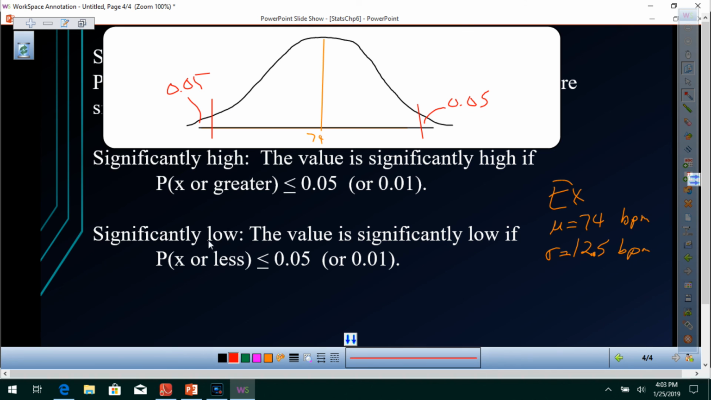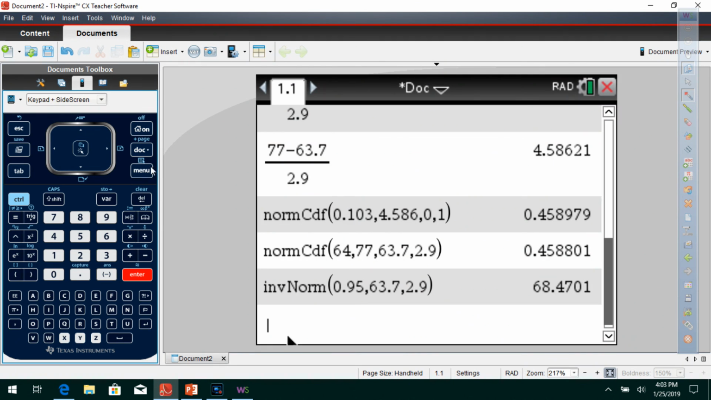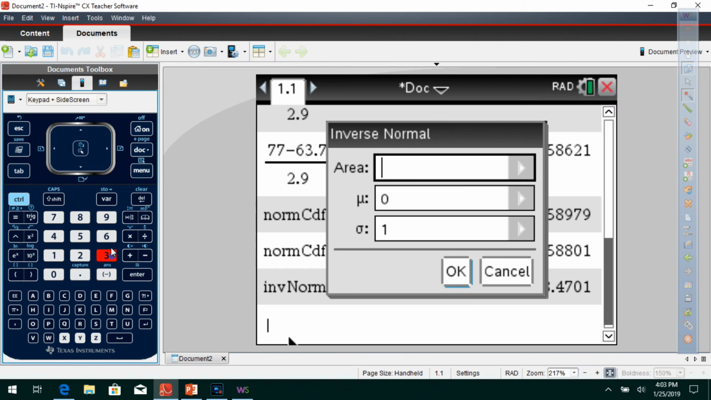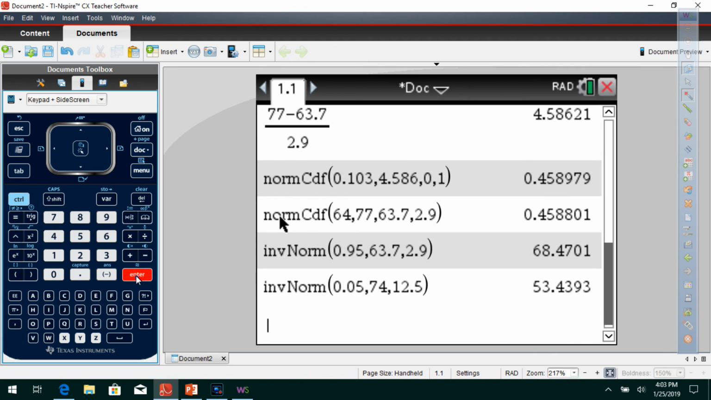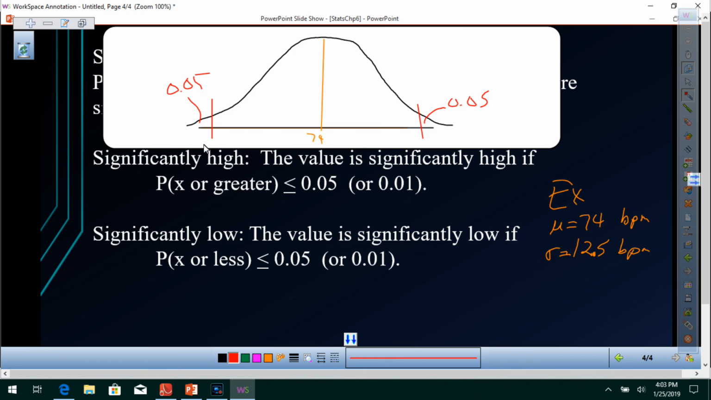Well, we need to find what these numbers are. Okay, and we'll go into our calculator. Menu 553. Our area is 0.05. Our mean was 74, and our standard deviation was 12.5. And we got 53.44 beats. Now we want to find this area here to the right.